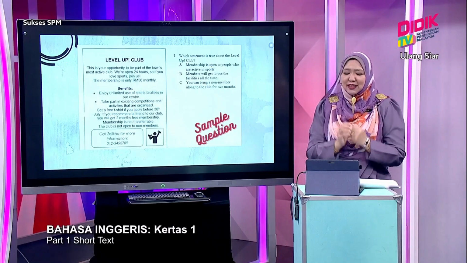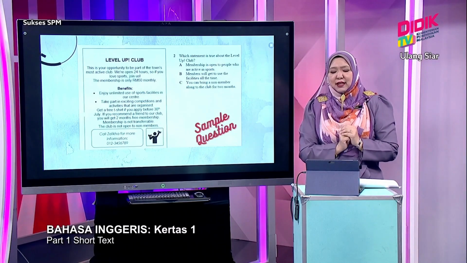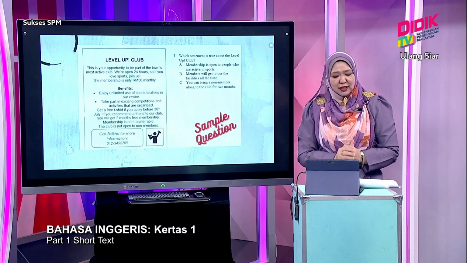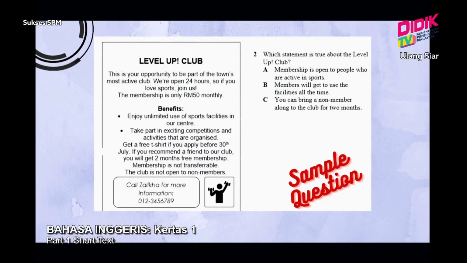Okay, so there are 3 options, like I said just now. A, membership is open to people who are active in sports. B, members will get to use the facilities all the time. And C, you can bring a non-member along to the club for 2 months. Okay, so here we can see the question is which statement is true.